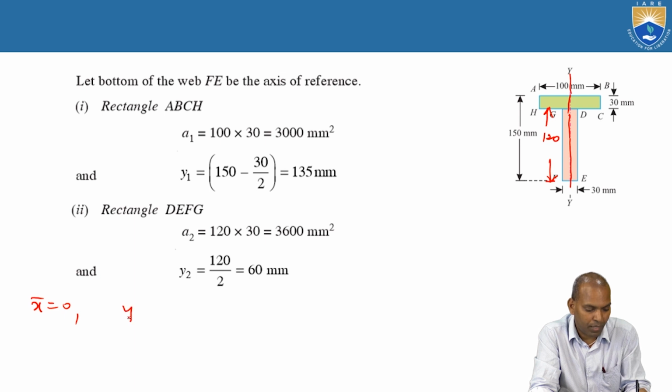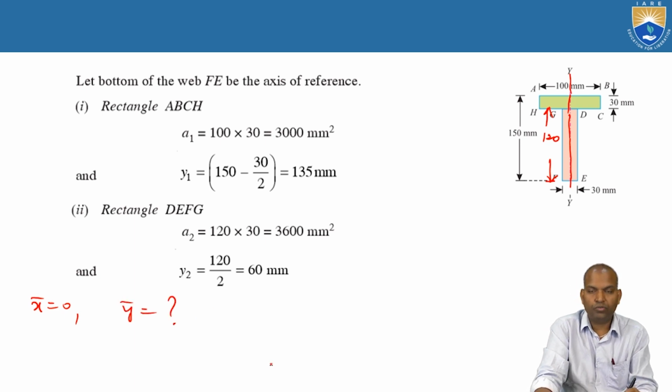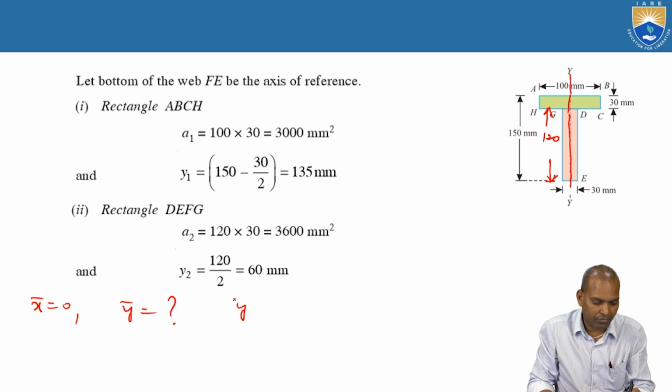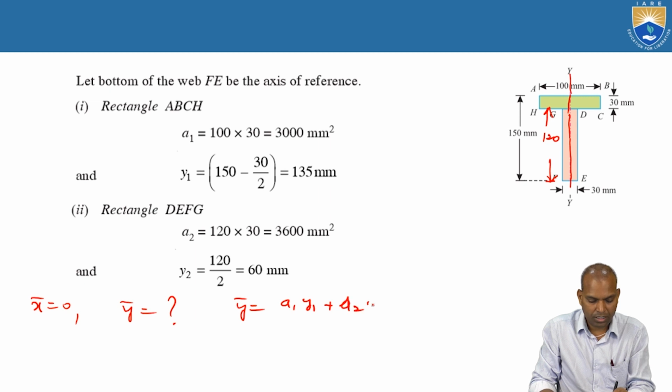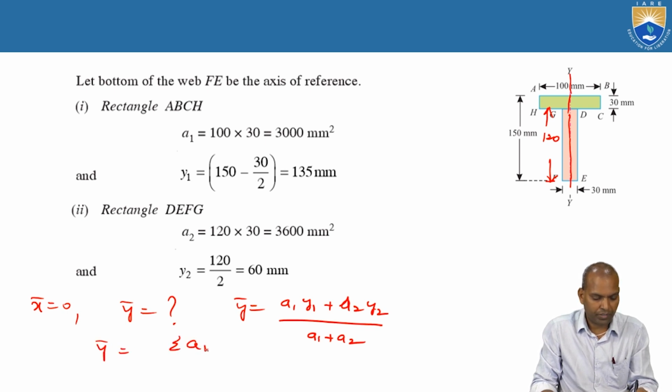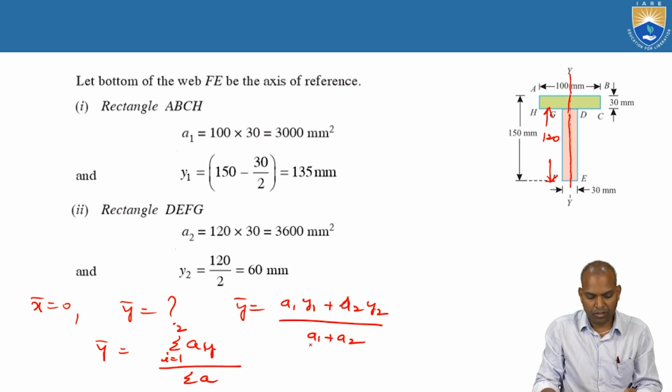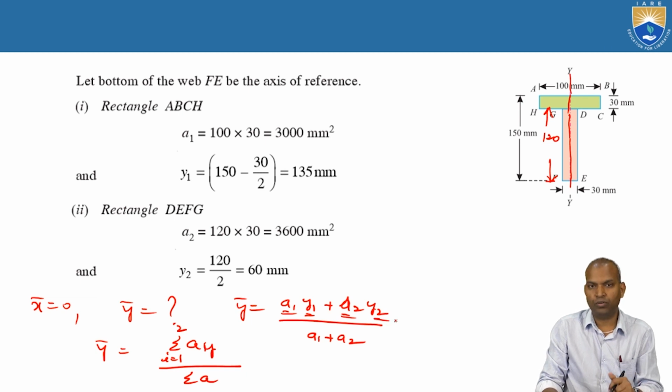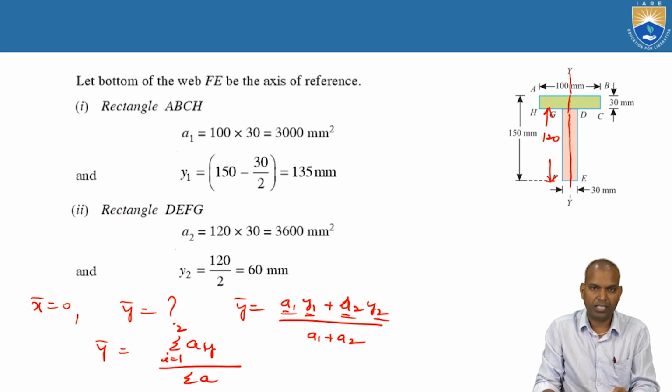So what is to be found? Bar Y. How do we find this bar Y? Bar Y equals A1 Y1 plus A2 Y2 by A1 plus A2, or bar Y equals sigma A Y, i equal to 1 to 2, by sigma A. We need A1, Y1, A2, Y2. If we know them, we can substitute directly in this expression and get the bar Y distance.